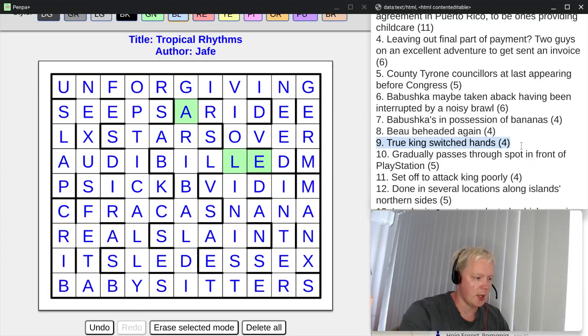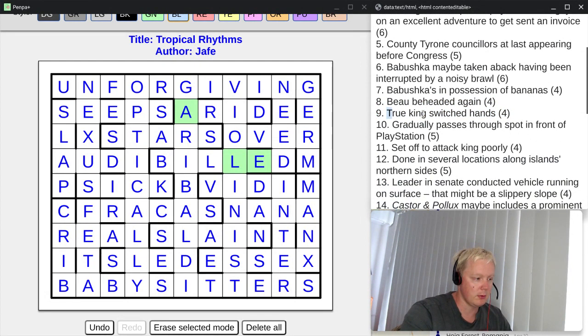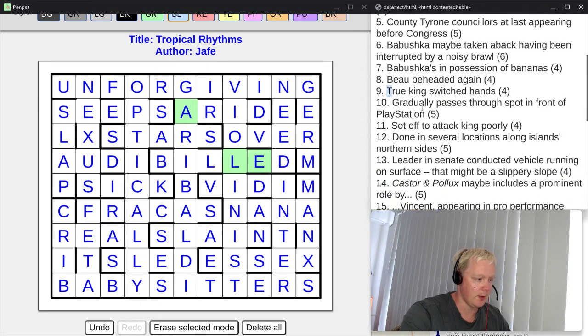True king switched hands. So this was real, and real doesn't have a T, so still not highlighting anything. Gradually passes through. So this was seeps. Seeps doesn't have a G. Set off to attack. So this was sick, and sick contains an S but doesn't contain SE. So just the S is highlighted there, and sick was where in our grid? Here it is. So this S here from sick is highlighted.